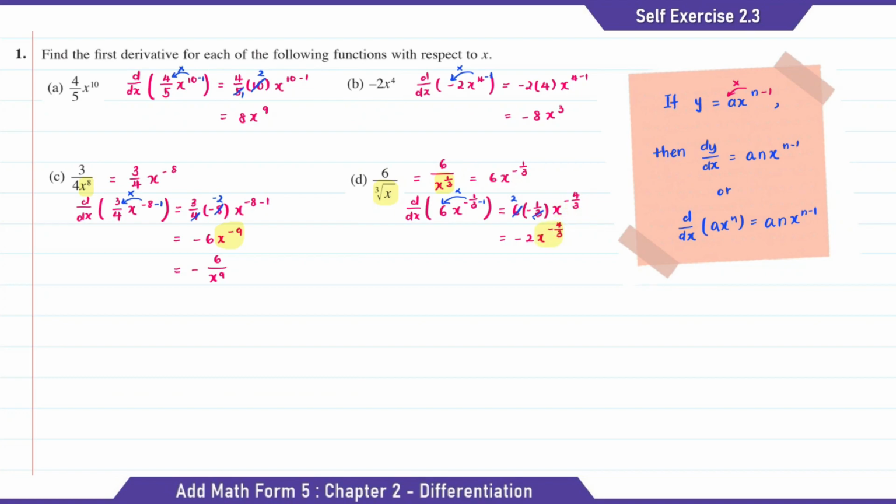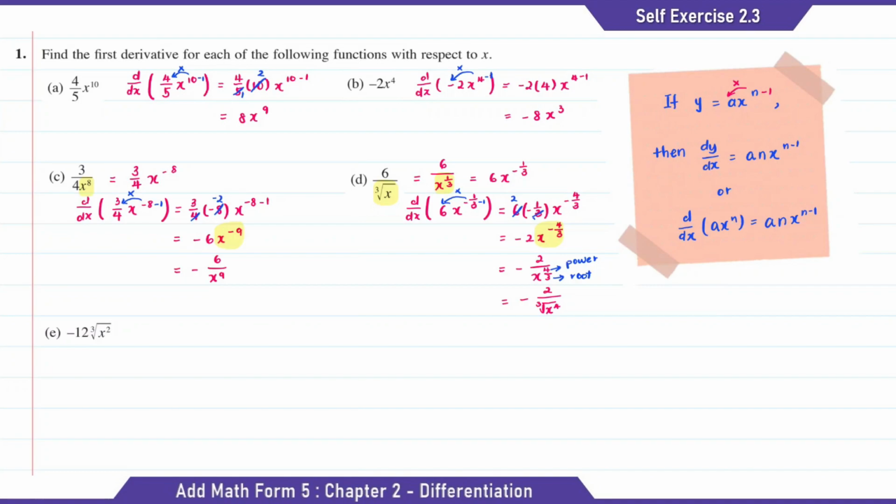So to write the power in positive form, this is equal to negative 2 over x to the power of 4 over 3. When the power is in fraction form, the numerator is referred to the power, while the denominator is referred to the root. Then I can write this as negative 2 over cube root of x to the power of 4.